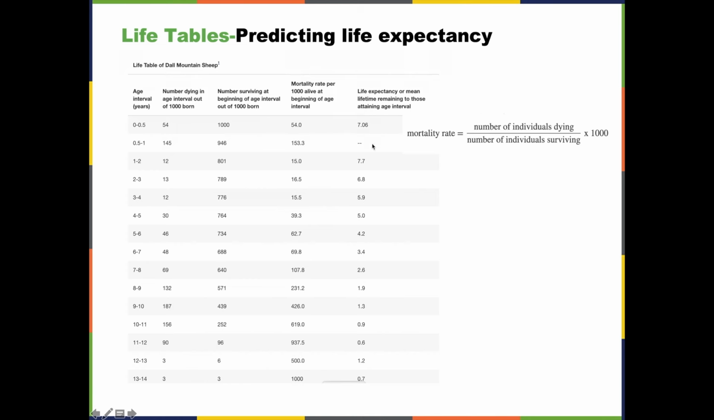So usually for Dall mountain sheep, it's about 7 years, and you can see as you increase the interval of age, the mortality rate goes up and life expectancy goes down. So this gives scientists an idea about the life expectancy in this particular Dall mountain sheep. But this type of table is also used in human populations, specifically by insurance companies.